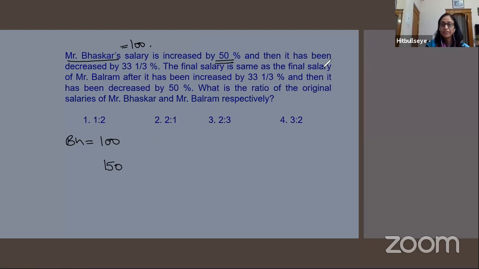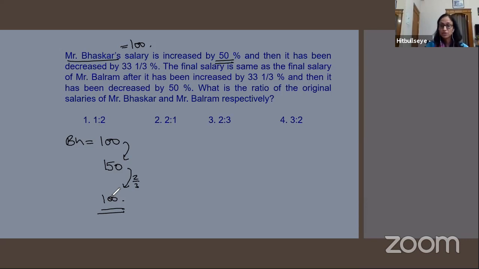150. And then it is being decreased by 33 1 by 3%. You are reducing it by 1 by 3. Yes, Diptesh, we could use that also, I'll come to that part again. If you reduce something by 1 by 3, it becomes 2/3 of this. So the next value will be 2/3 of this. So what is 2/3 of this going to be? 100 back. So his salary, after having an increase of 50% and then a decrease of 33 1 by 3%, came down to 100 again.